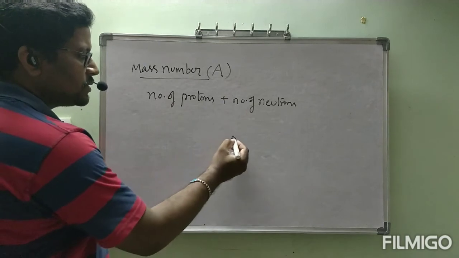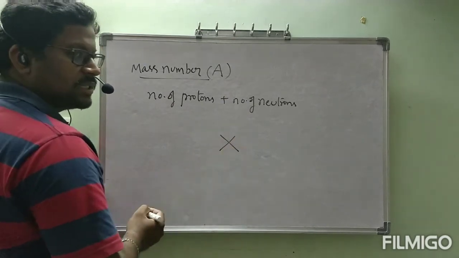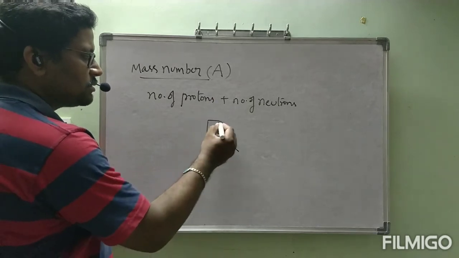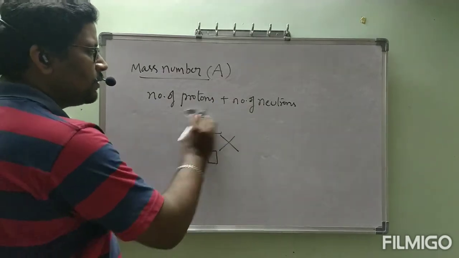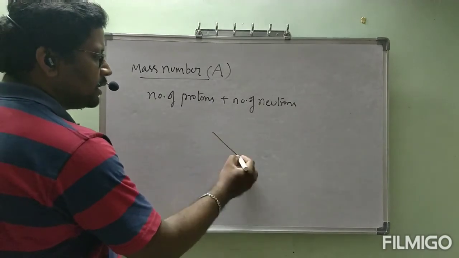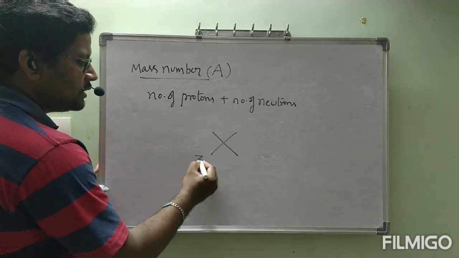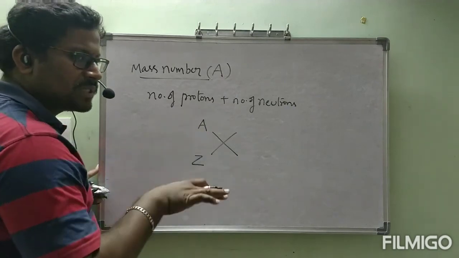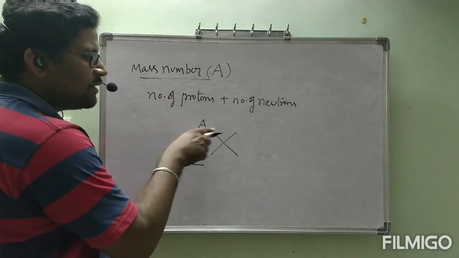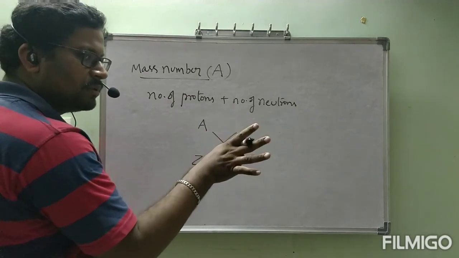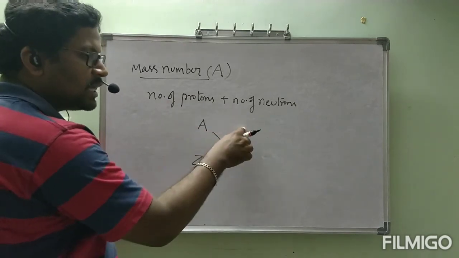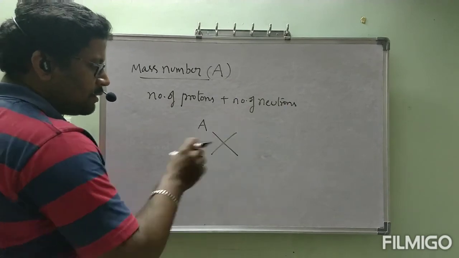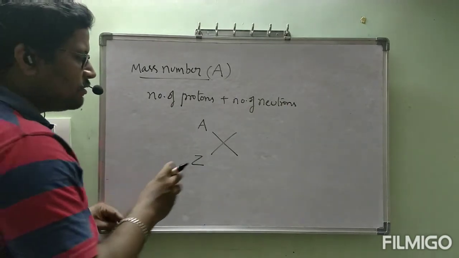Suppose previously we also wrote the element as X. Here this is the subscript and this is the superscript. Now we will represent X like this, where this is the atomic number and this is the mass number. In some books, this A might be written here also, no problem at all. Now I will show one example and you will be clear.